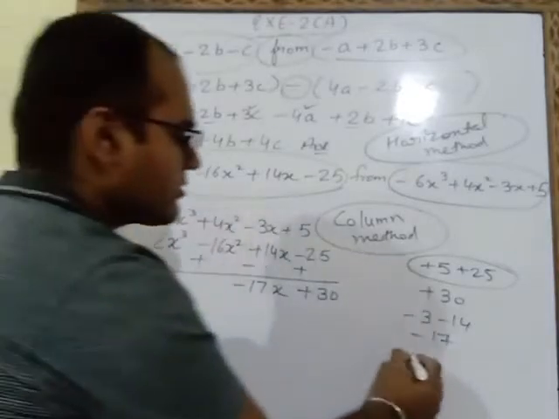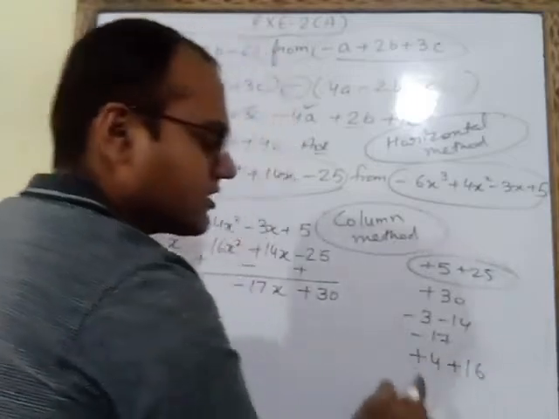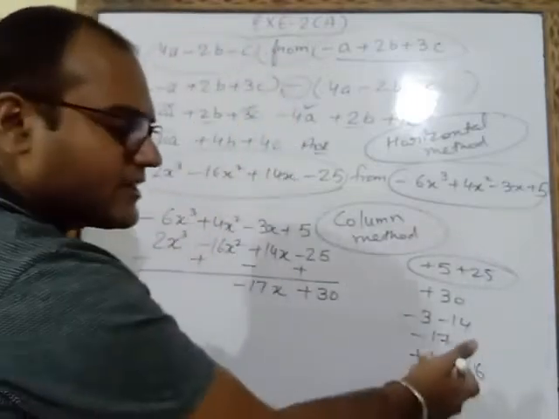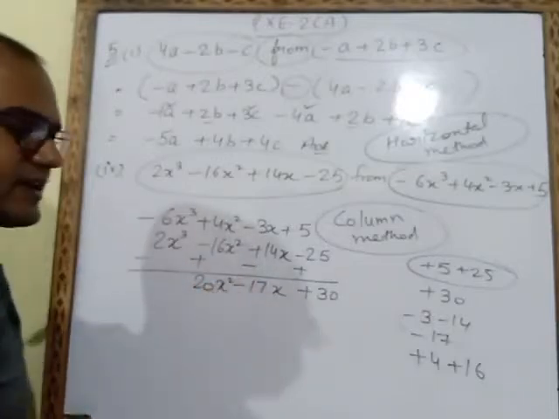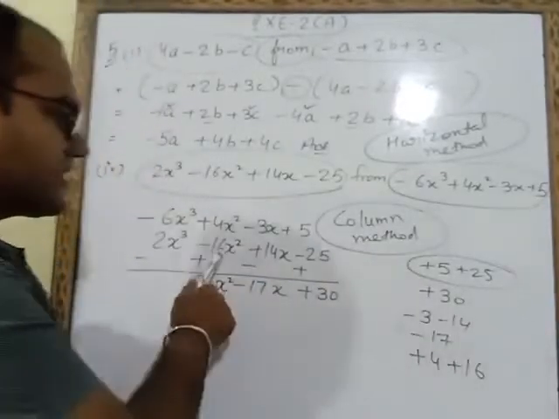So plus 4 and plus 16. Plus and plus is plus. So we will add these two. 20 we will get. And alphabet is x square. And sign we have to put of greater, which is greater 16.